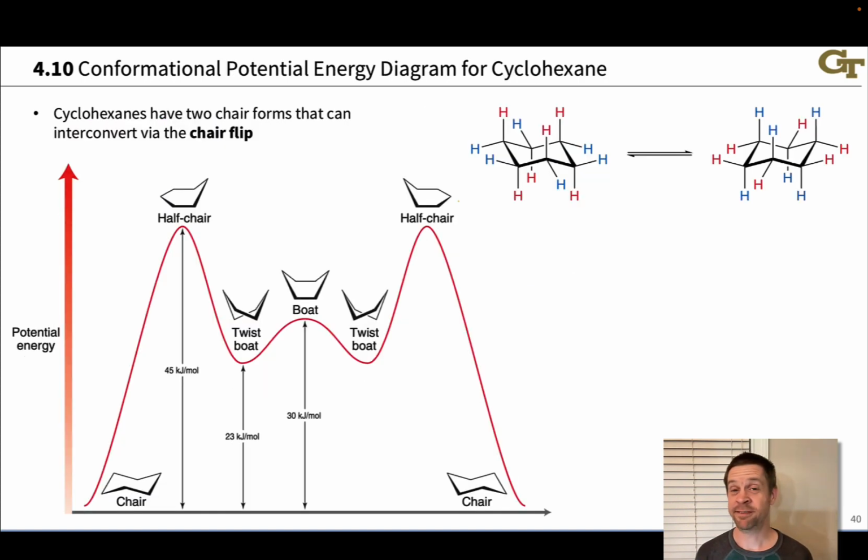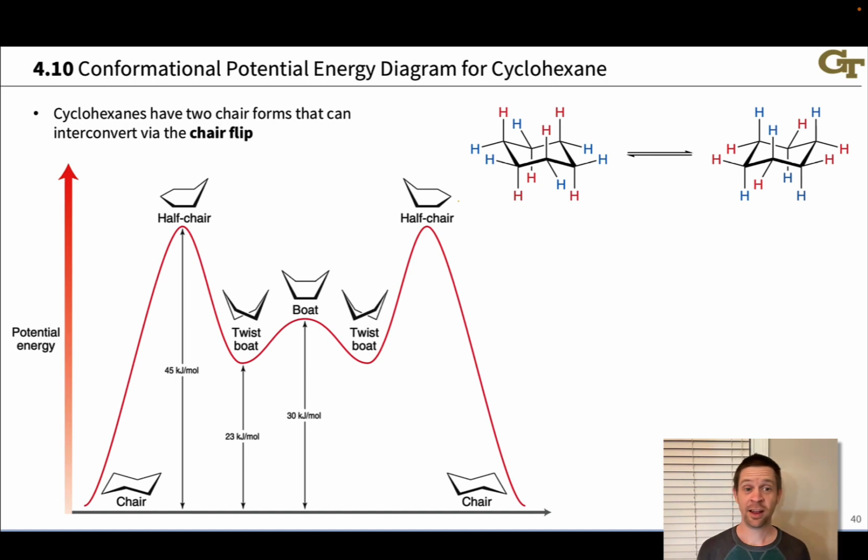This slide makes a very important point about chair cyclohexane. Any cyclohexane, even the parent cyclohexane with no substituents, has two distinct chair forms. For cyclohexane itself, we can think of one as kind of a right-leaning chair and the other as a left-leaning chair. These two structures interconvert via a series of bond rotations known as the chair flip. And there are multiple energy minima and maxima along the pathway from one chair to another.